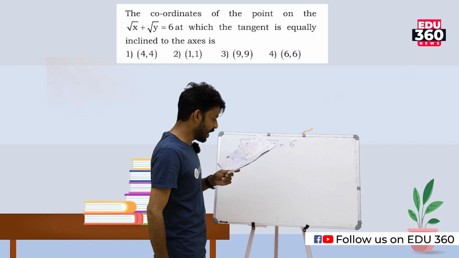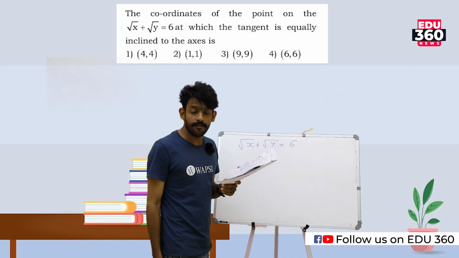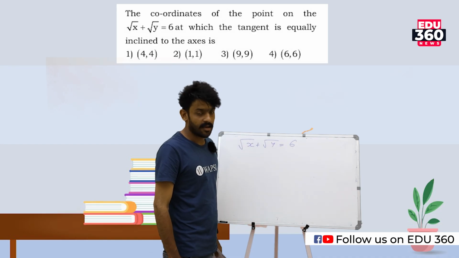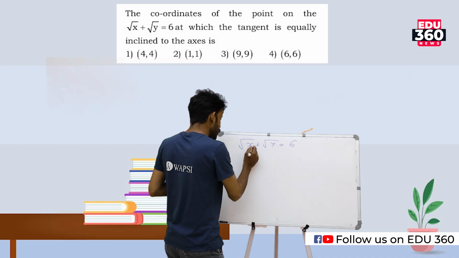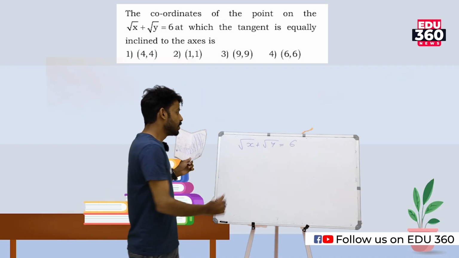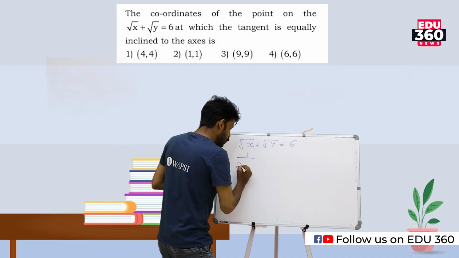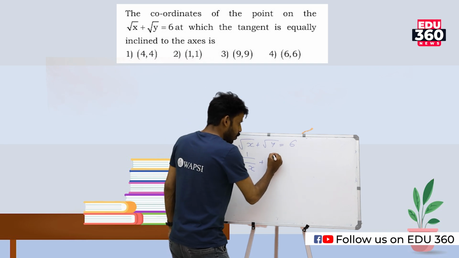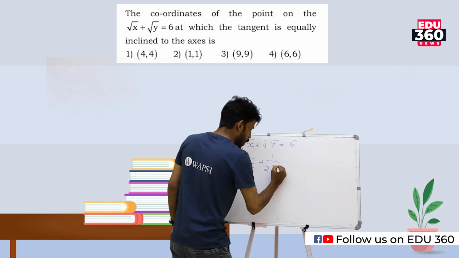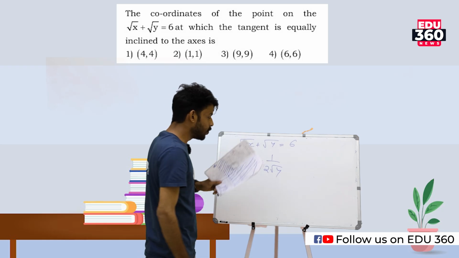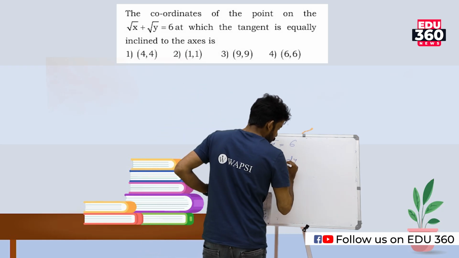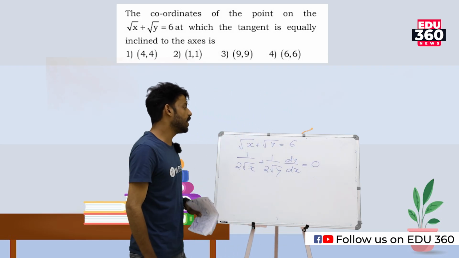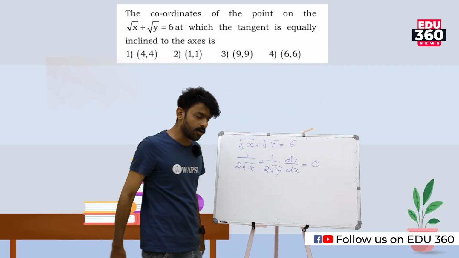Equally inclined to the axis. So first of all, I'm going to find the derivative of this with respect to x. So 1 by 2 root x plus 1 by 2 root y into dy by dx equals 0, because the derivative of a constant is 0.